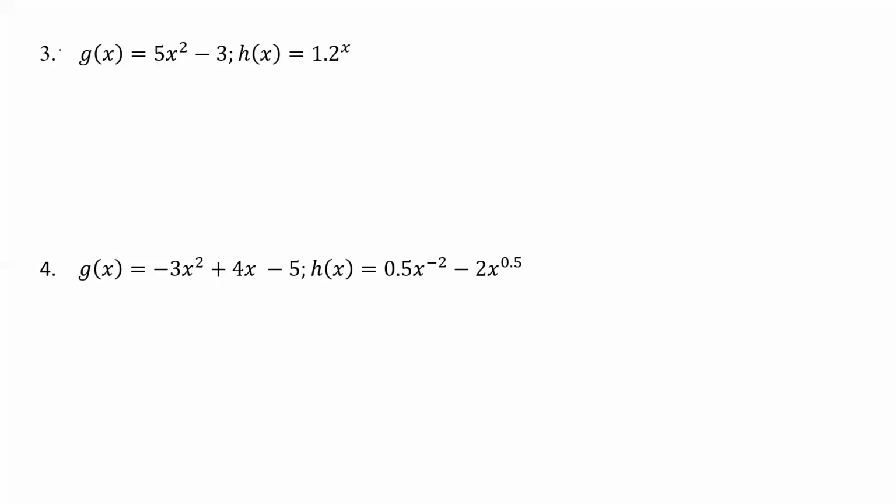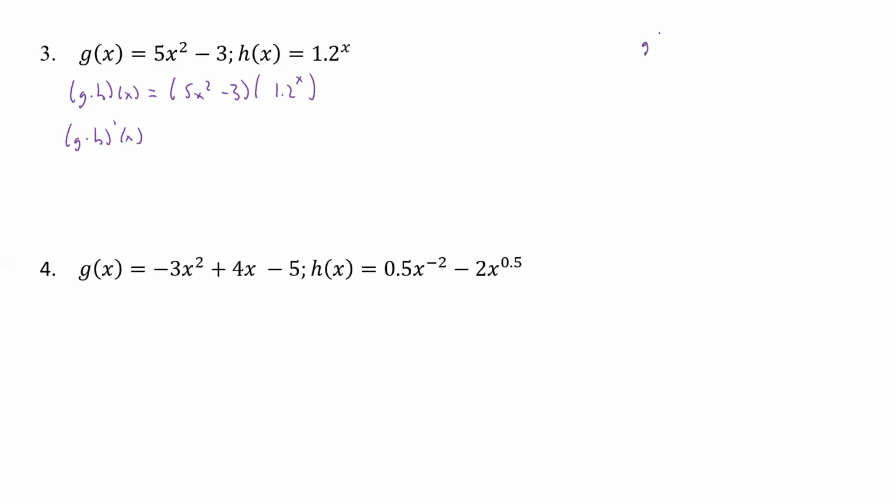All right, so we have some more G's and H's. So it's looking like it's going to be kind of the same thing here. All of them are G and H. So G dot H of X is equal to what? Well, it's 5x squared minus 3 times 1.2 to the X, because we're first supposed to make the product, and then we're supposed to take the derivative.